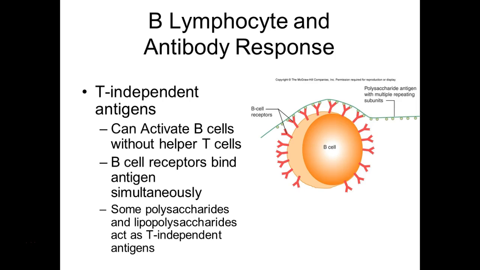And that B cell will produce IgM, though. That's it. That's a T-independent antigen. So lipopolysaccharides, polysaccharides, right? These repetitive molecules can stimulate the B cell without T cell help. But it's going to be stuck with IgM.